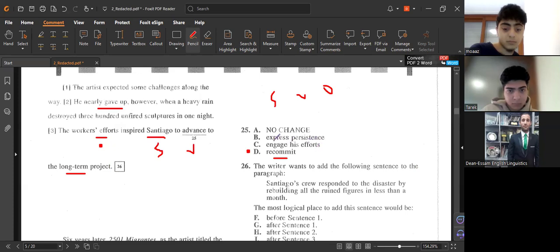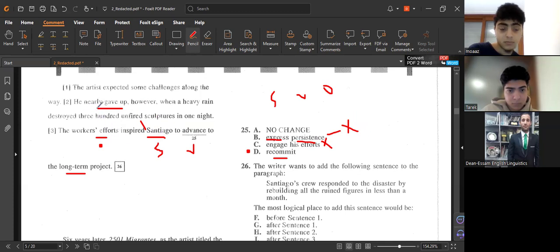But let me help you. Express persistence, two words. If I want to express persistence, it means I'm going to continue. Okay, because this is two words, so it's redundant. Yes or no? Yes. And here it does not relate to the context. And letter A is wrong. Why? Because he didn't explain here. He is going to develop.